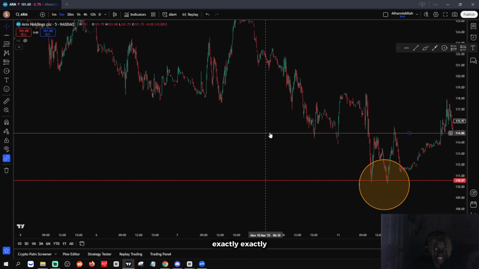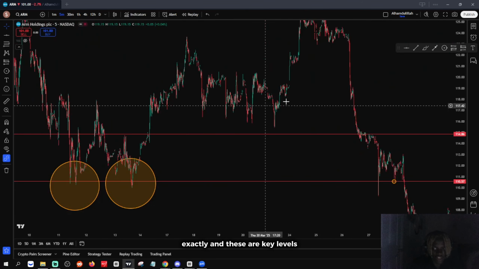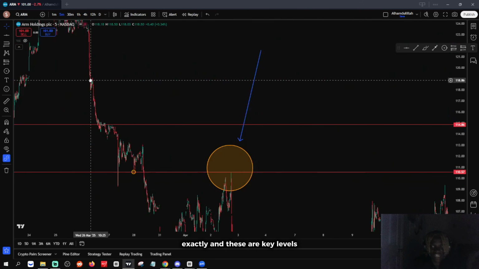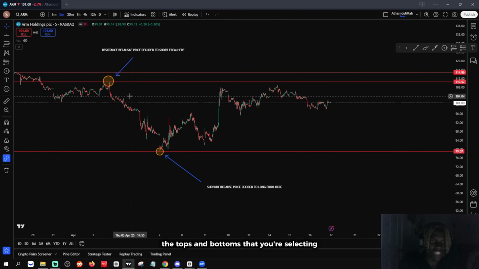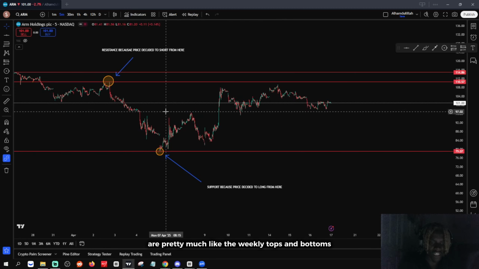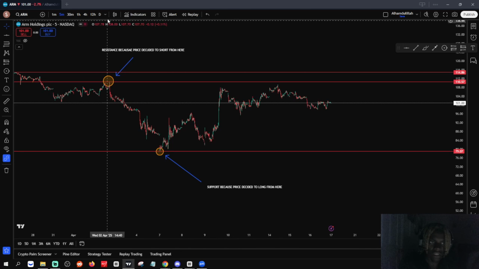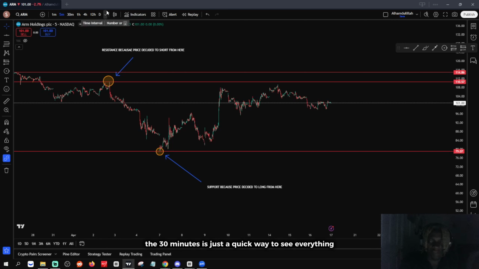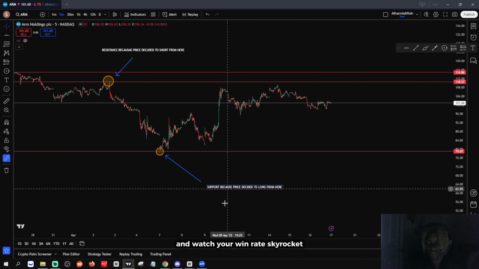Exactly. And these are key levels. You're only playing key levels from now on, okay? You don't have to play all up in between this. This is where people just lose money. You can literally just play the tops and bottoms that you're selecting, which are pretty much the weekly tops and bottoms. But the 30 minute is just a quick way to see everything on your screen and just wait for these and watch your win rate skyrocket.